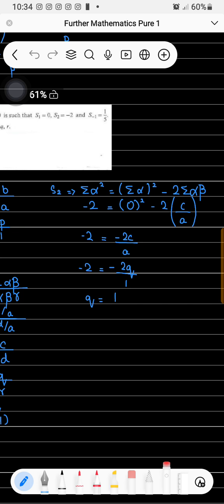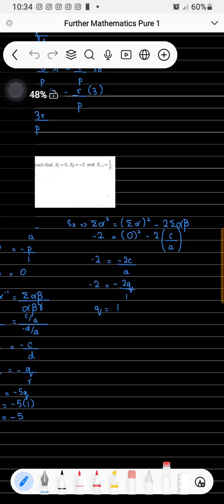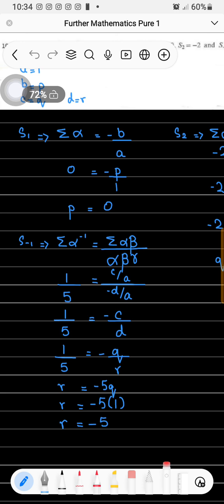We already know that sum of alpha is 0. We had inserted that, and we know that a is equal to 1. As we know the sum of alpha beta is c upon a, so the unknown variable is c, and the c will be written as q, and we had just found out q. Then we have to find out r.